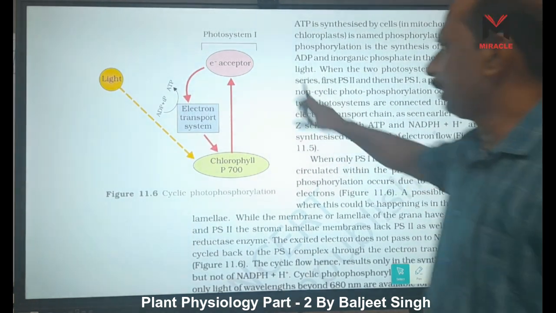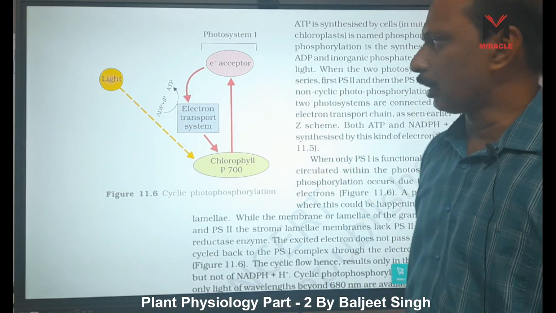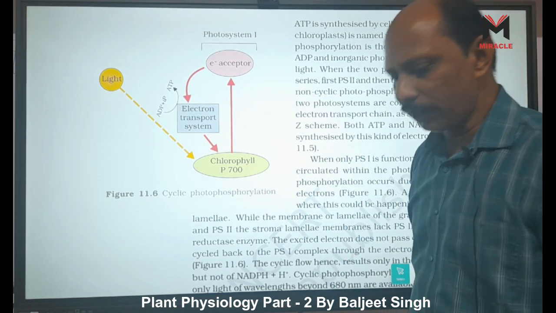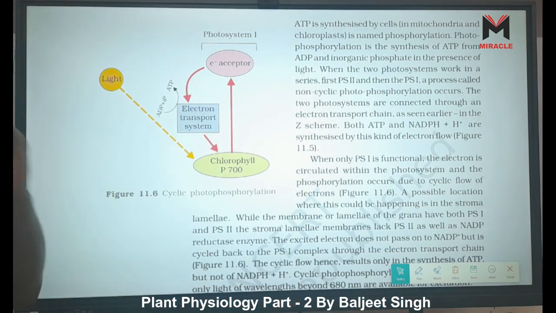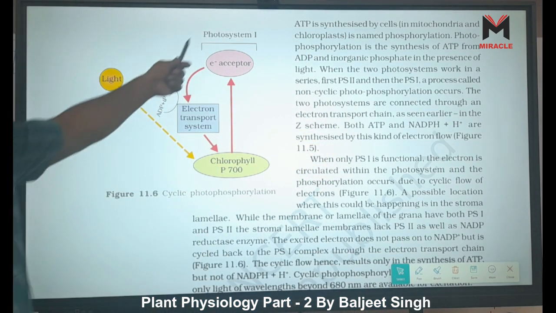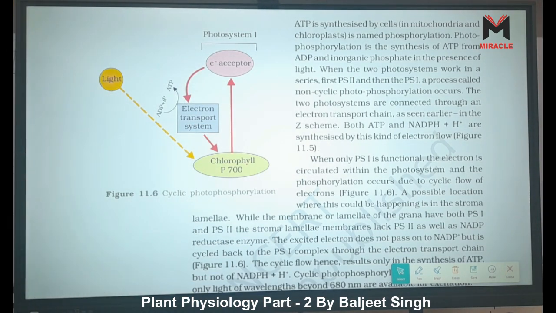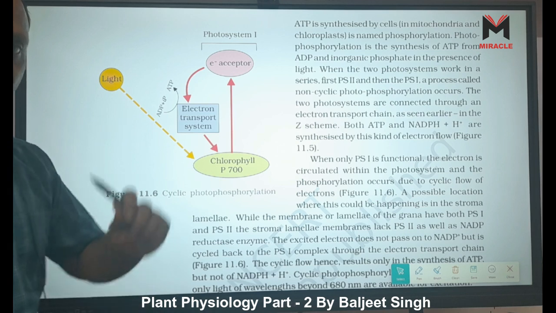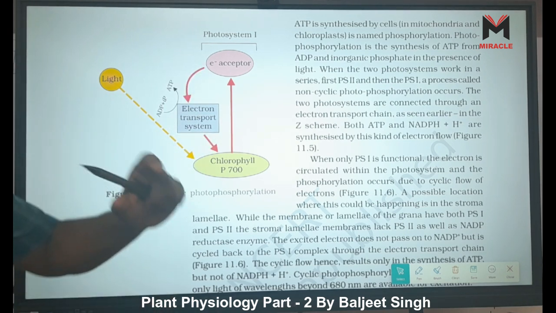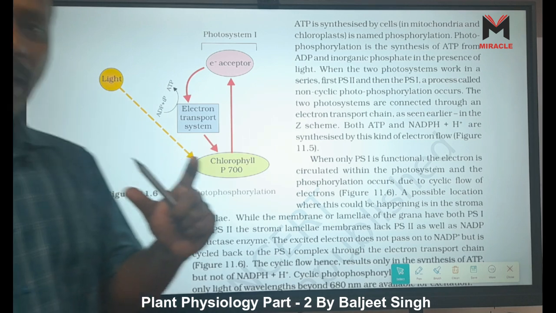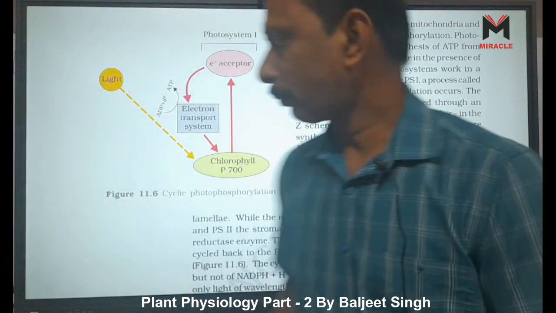In this side figure, only photosystem first is given. So for ATP formation, only photosystem first is responsible, and this photosystem first is present in stroma lamellae and the non-appressed part of the thylakoid membrane. So this photosystem is present on that part. NADP reductase enzyme is also absent in stroma lamellae and the non-appressed part of the thylakoids. So only cyclic photophosphorylation is obtained in stroma lamellae and in the non-appressed part of the thylakoid membrane, right?